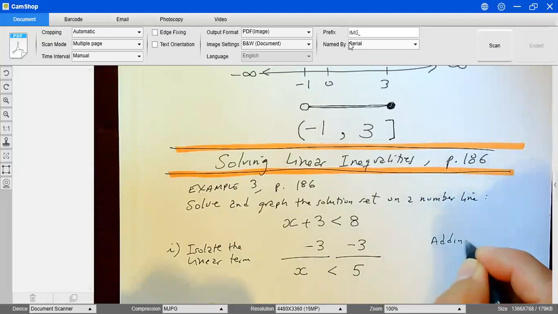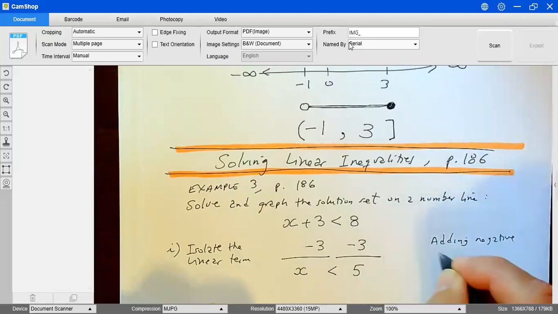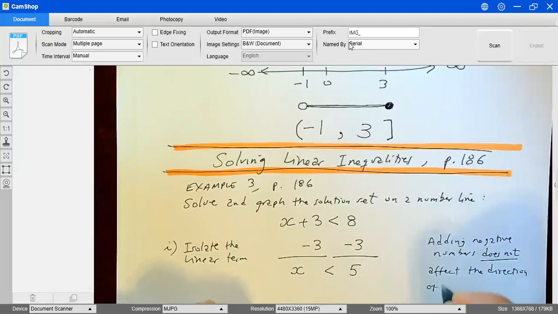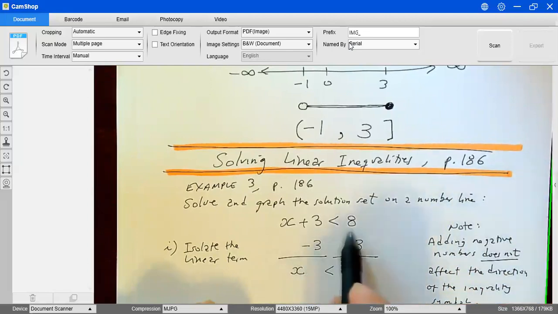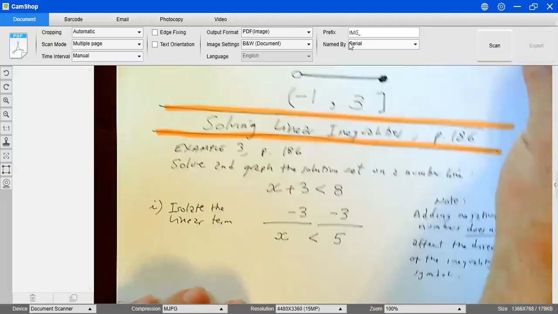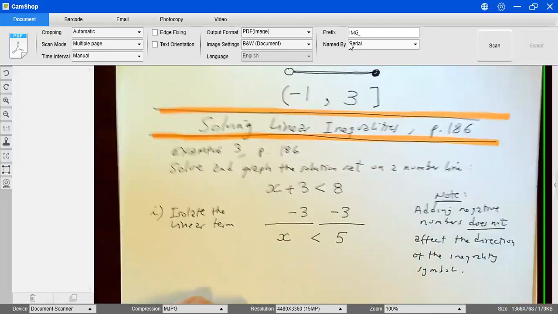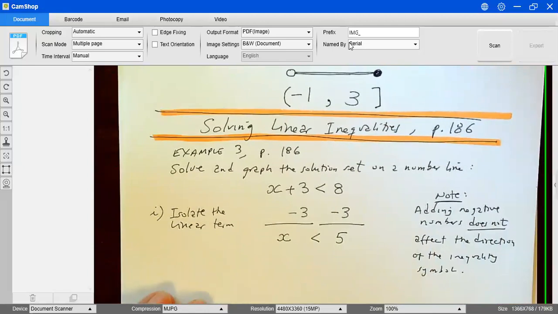So adding negative numbers does not affect the direction of the inequality symbol. Please, this is a very important note because sometimes students, because they are adding negative 3, they switch the symbol. No, you do that only when you are multiplying or dividing by a negative number, but not when you are adding negative numbers. So the addition property doesn't affect the inequality symbol.